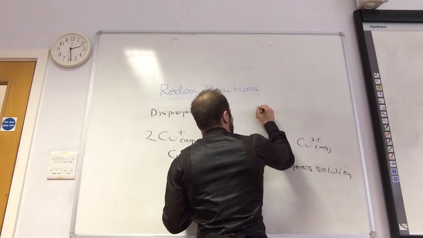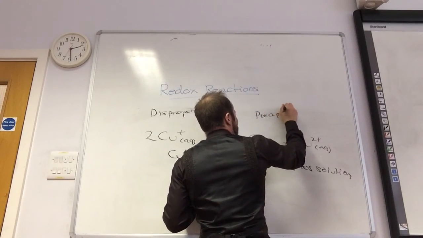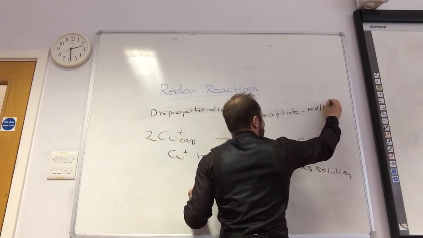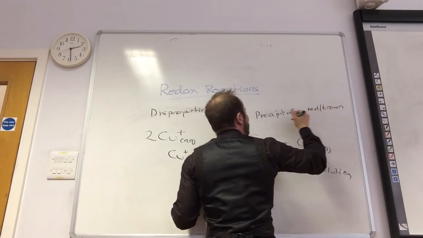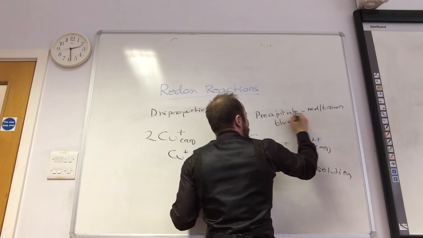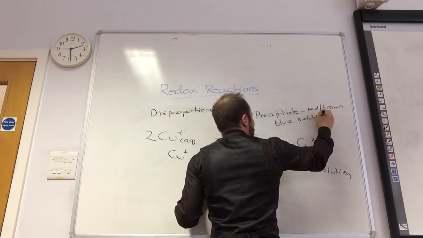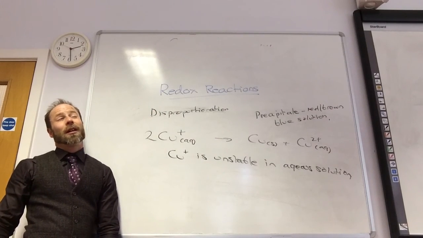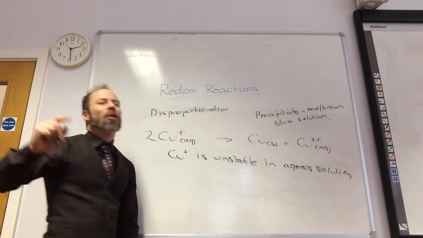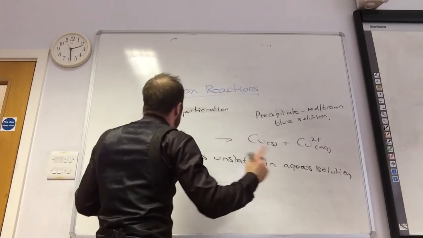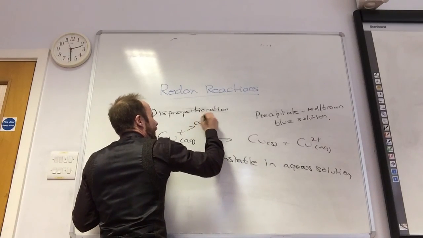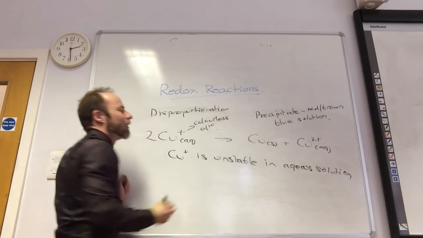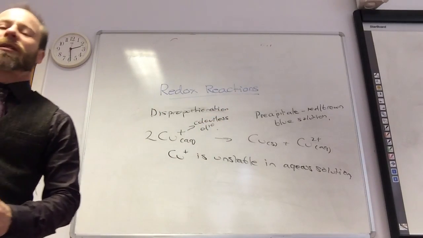So you see a precipitate. Copper metal is kind of a red-brown colour, like the coins. And then a blue solution. What colour will copper plus be? Colourless, because it's not a transition metal. It's got a full d subshell, a d10. It hasn't got a partially filled d subshell. Well done.